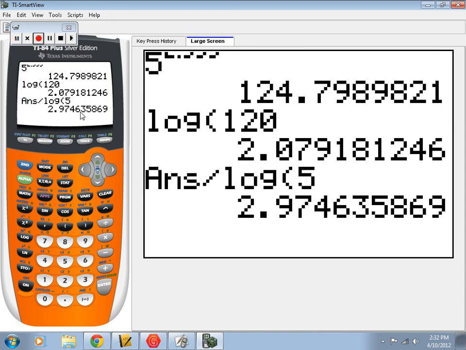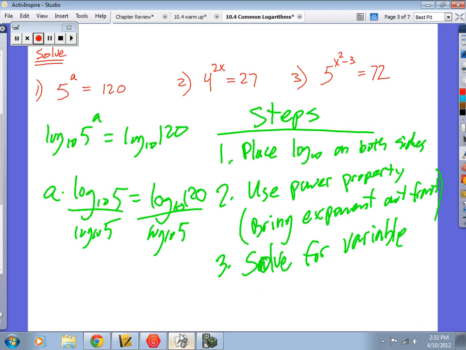Too big? So now you guys try this. Try number 2. See if you can get number 2.